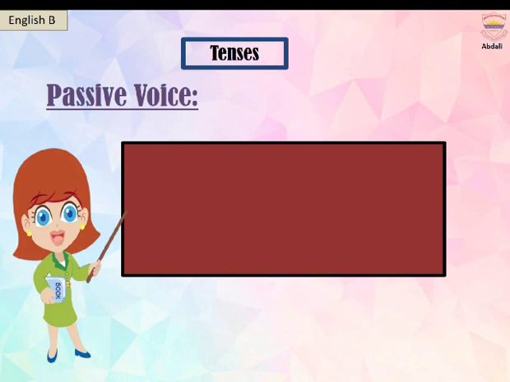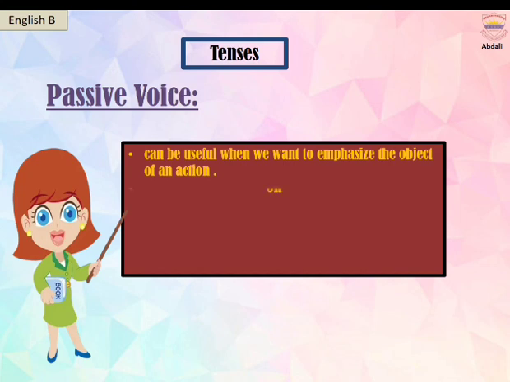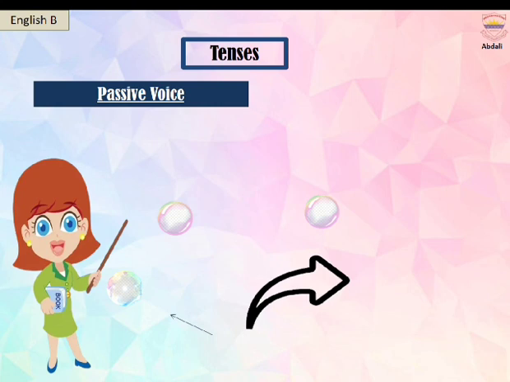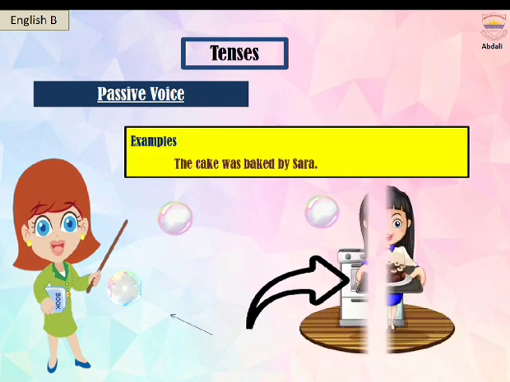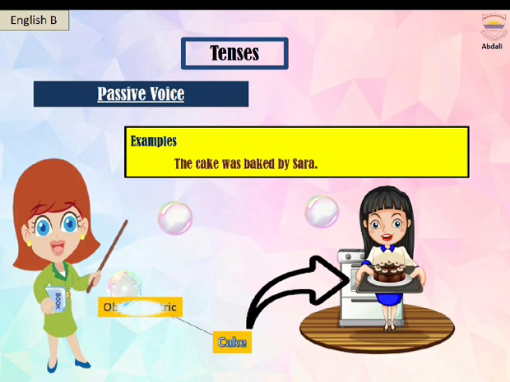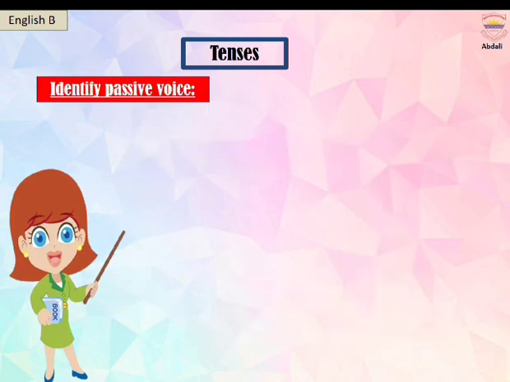Passive voice, on the other hand, can be useful when we want to emphasize the object of an action or when we want to conceal or downplay the subject. Let's look at an example. "The cake was baked by Sarah." Here, the focus is on the cake rather than on Sarah, making the sentence more object-centric. It's important to note that passive voice can sometimes be vague or ambiguous, so be cautious when using it.